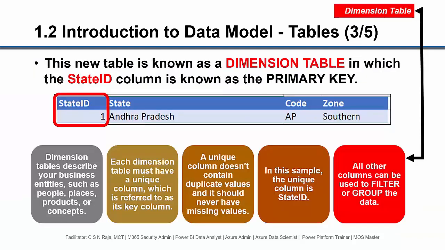Dimension tables describe your business entities such as people, places, products, or concepts. Each dimension table must have a unique column, which is referred to as its key column. A unique column doesn't contain duplicate values, and it should never have missing values. In this sample, the unique column is state ID. All other columns can be used to filter or group the data.